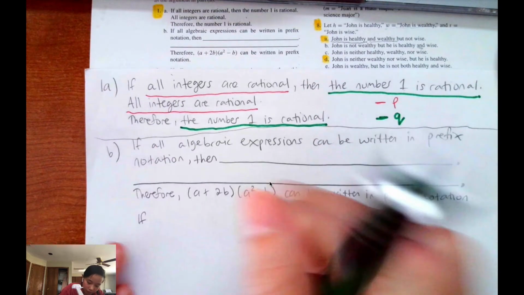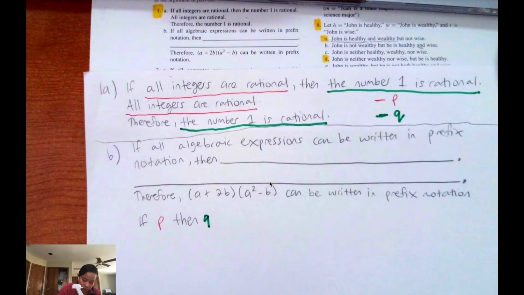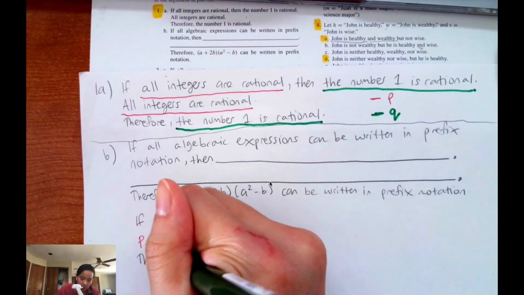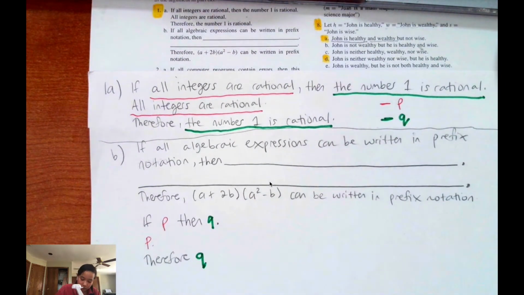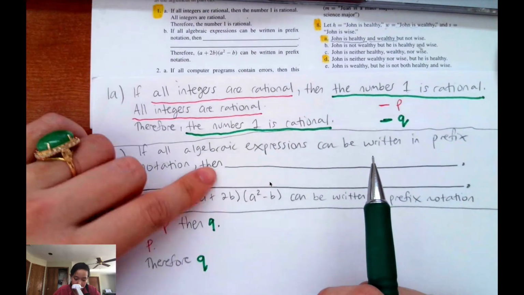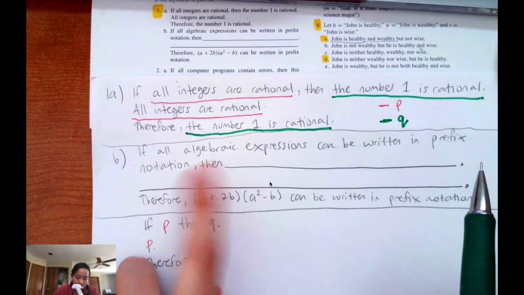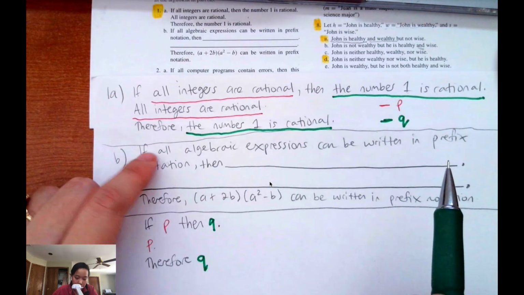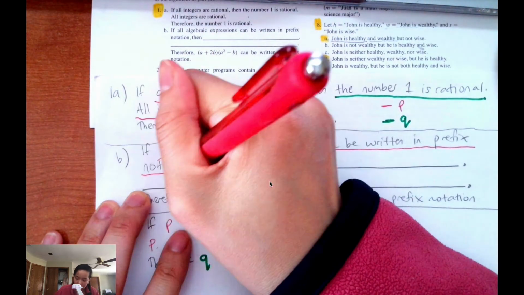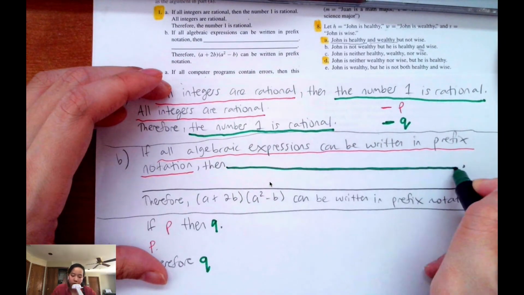If P, then Q. P, therefore Q. And so we want this form to apply to B as well. And so it says, if all algebraic expressions can be written in prefix notation, then blank. We know that the first part of the if-then statement is P, so we could underline this whole part right here to be P. And then the then part of the if-then statement is Q, so we're going to highlight this in green. We don't know what it is yet, but we know that it's Q.